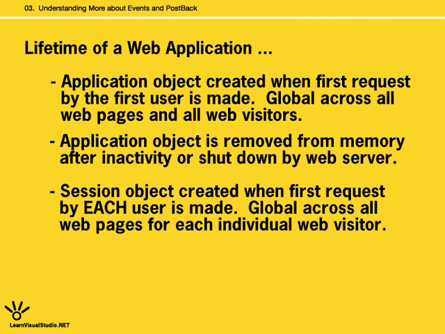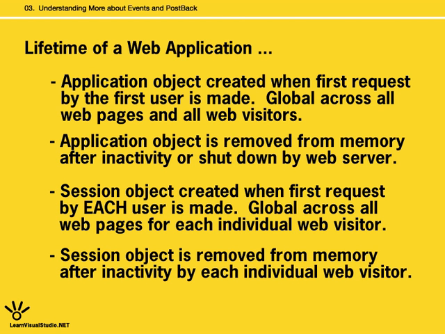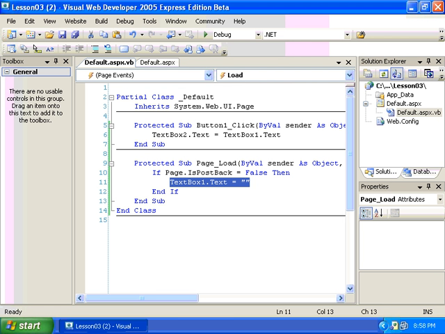So after a long period of inactivity, let's say 20 minutes or so, the session object is destroyed from the web server's computer memory. The reason it is destroyed is that it can't simply keep around all of these objects for every user, or else it would use up all the memory within the computer. We're going to revisit the application and session objects several times throughout this series of lessons.